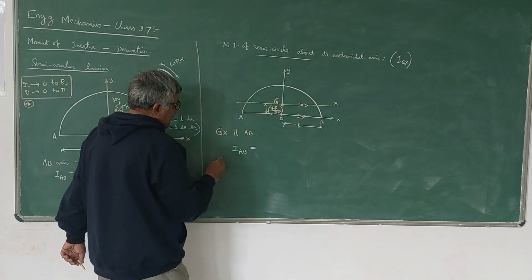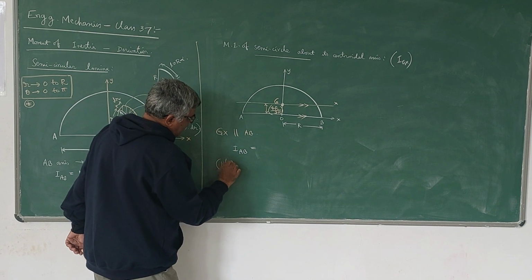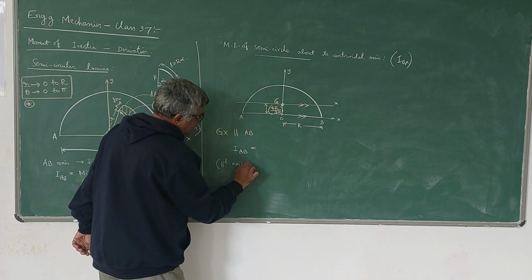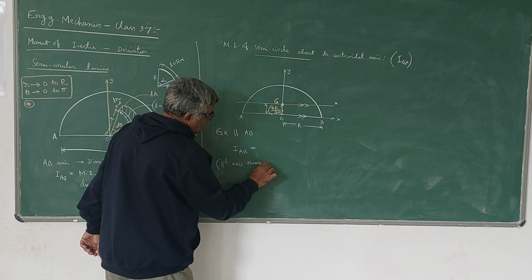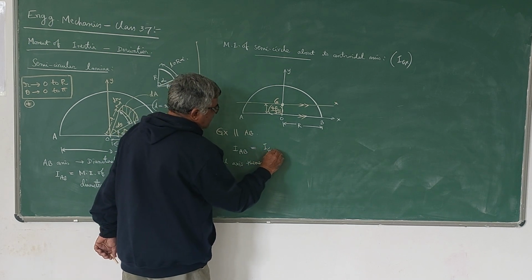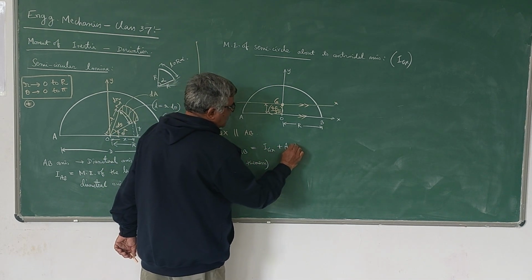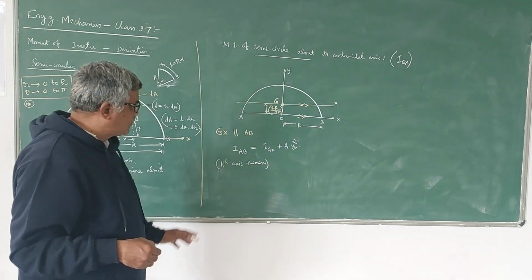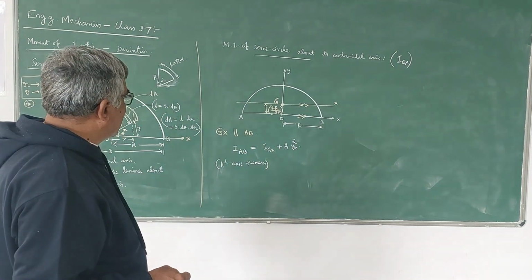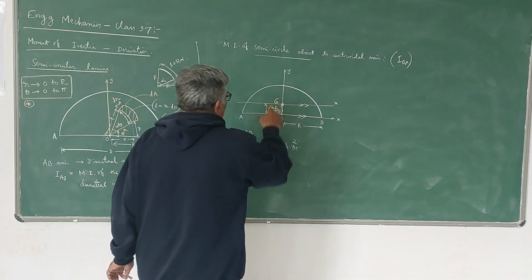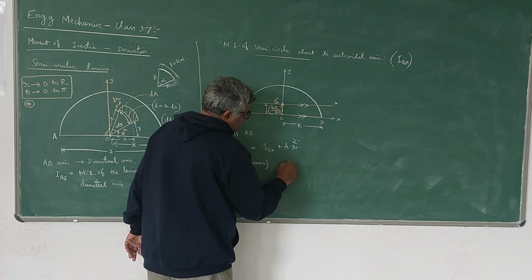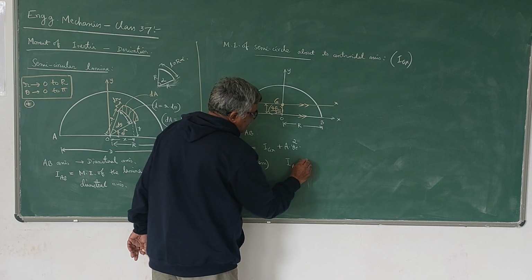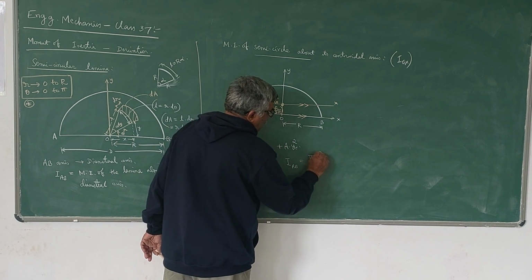So you know by parallel axis theorem, IAB is equal to IGX plus A into YC square. This we have proved in the earlier lecture. So here I need IGX. I know the value of IAB. So IAB is pi r power 4 by 8, just now we have derived.